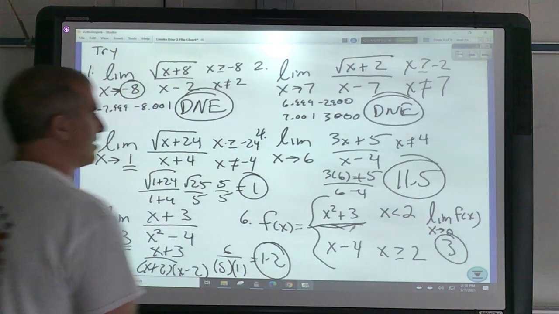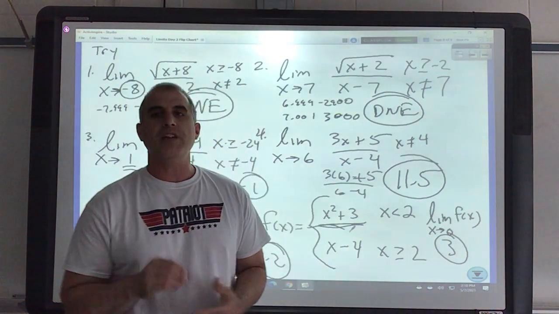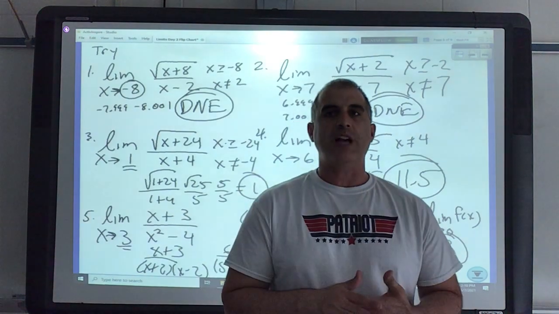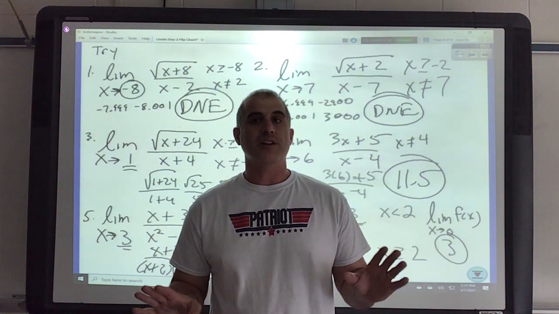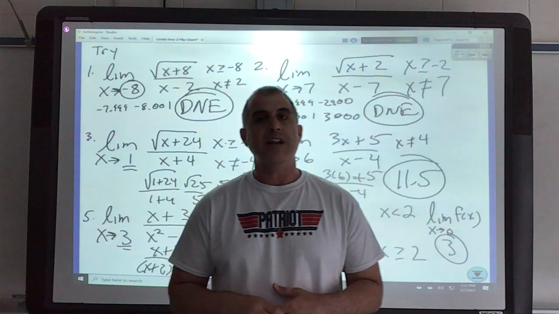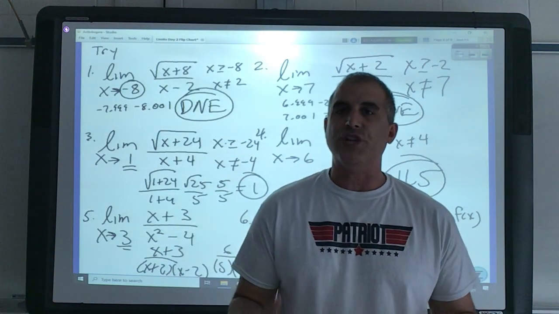So that is some analytical stuff. The big thing is looking at what is the limit approaching. Is it approaching a potential point of discontinuity? If it's not, you're good. Okay? If it's approaching something where you know it is continuous, you can evaluate it. If it's a point of discontinuity, you're going to have to check it and evaluate it.